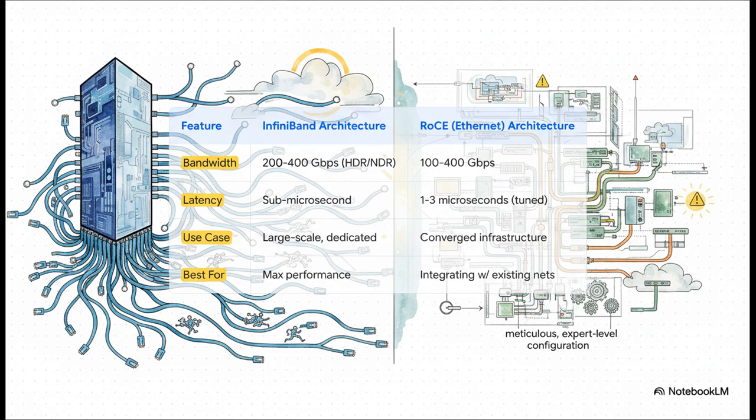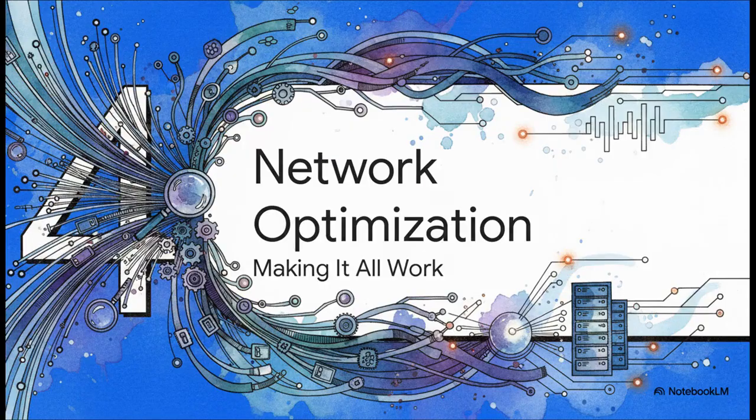Now, RoCE's latency is a little higher than InfiniBand's, but its big appeal is that you can use existing tools and expertise. But I'll warn you, it requires meticulous, expert-level configuration to get it right. So whether you choose InfiniBand or RoCE, the question is, how do you make sure you are squeezing every single ounce of performance out of that investment?